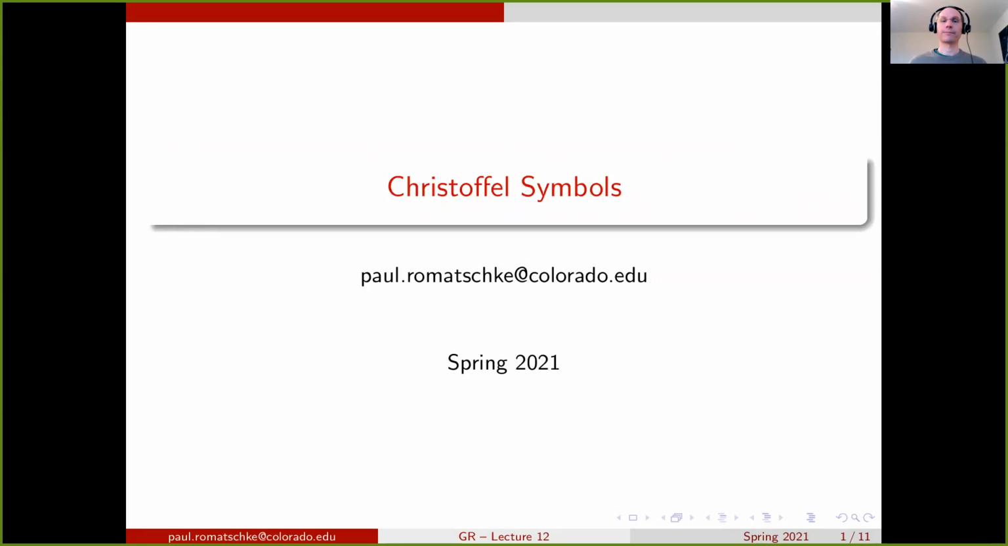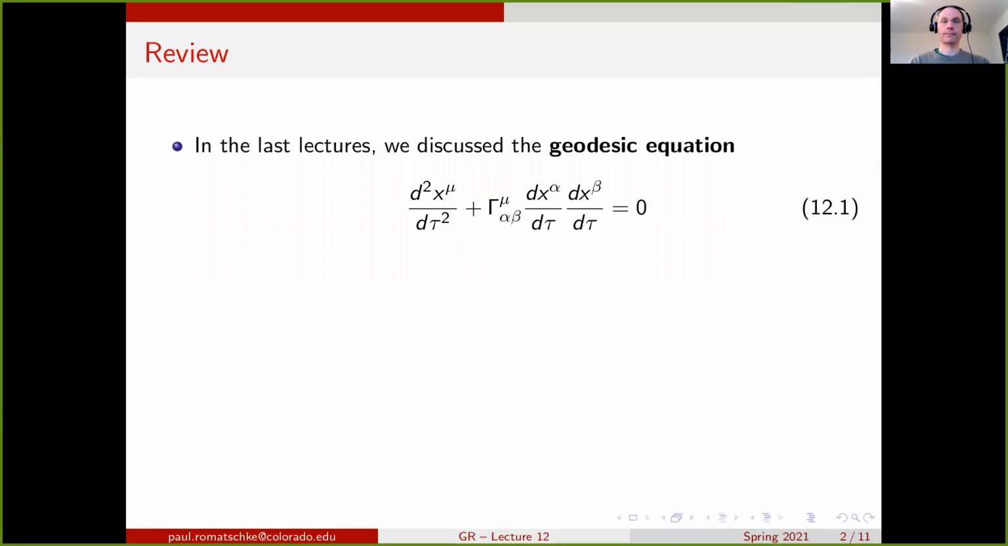Welcome to lecture 12. In this lecture, we're going to calculate some examples where we can evaluate these Christoffel symbols that we talked about in the context of the geodesic equation. Recall that in the last lectures, we discussed the geodesic equation, which is reproduced here in equation 12.1. This is a second order differential equation on the coordinates, and it involves these Christoffel symbols gamma mu alpha beta as part of the equation.